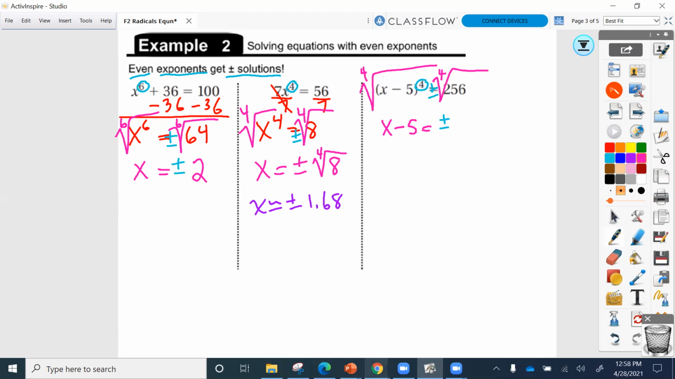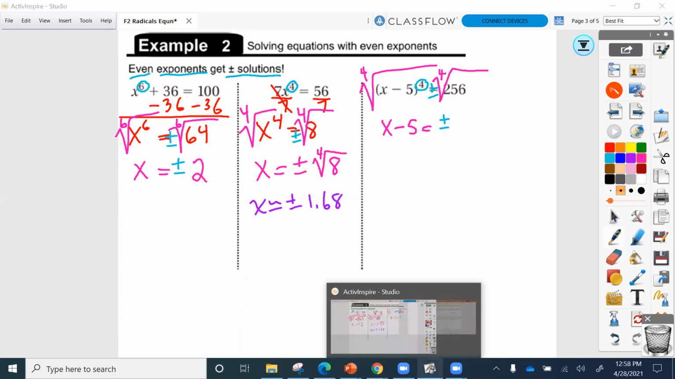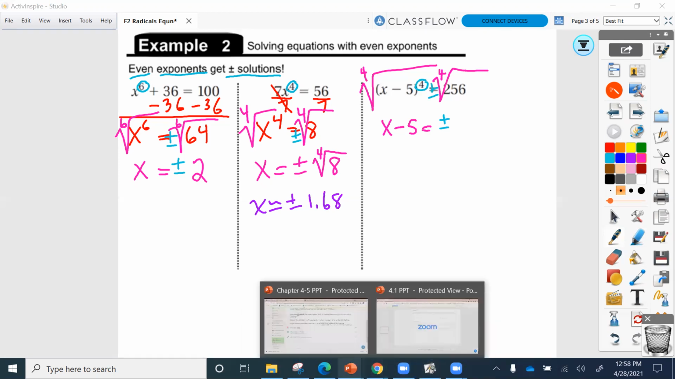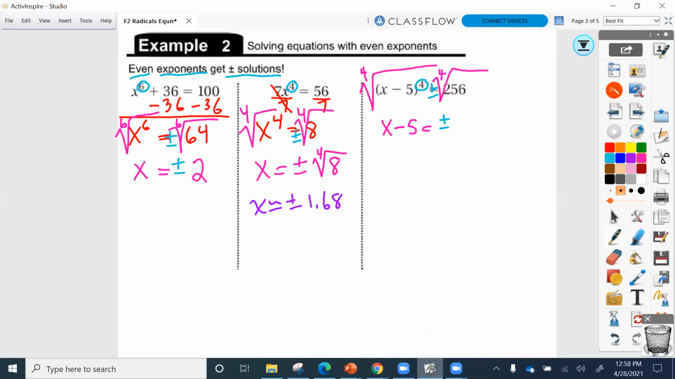Let's try that on Desmos again. We want the fourth root of 256. So we're going to do this. The fourth root of 256 is, oh, it's a whole number. Look at that. Okay. So now what we have is we have not solved the equation because we haven't isolated the x yet.